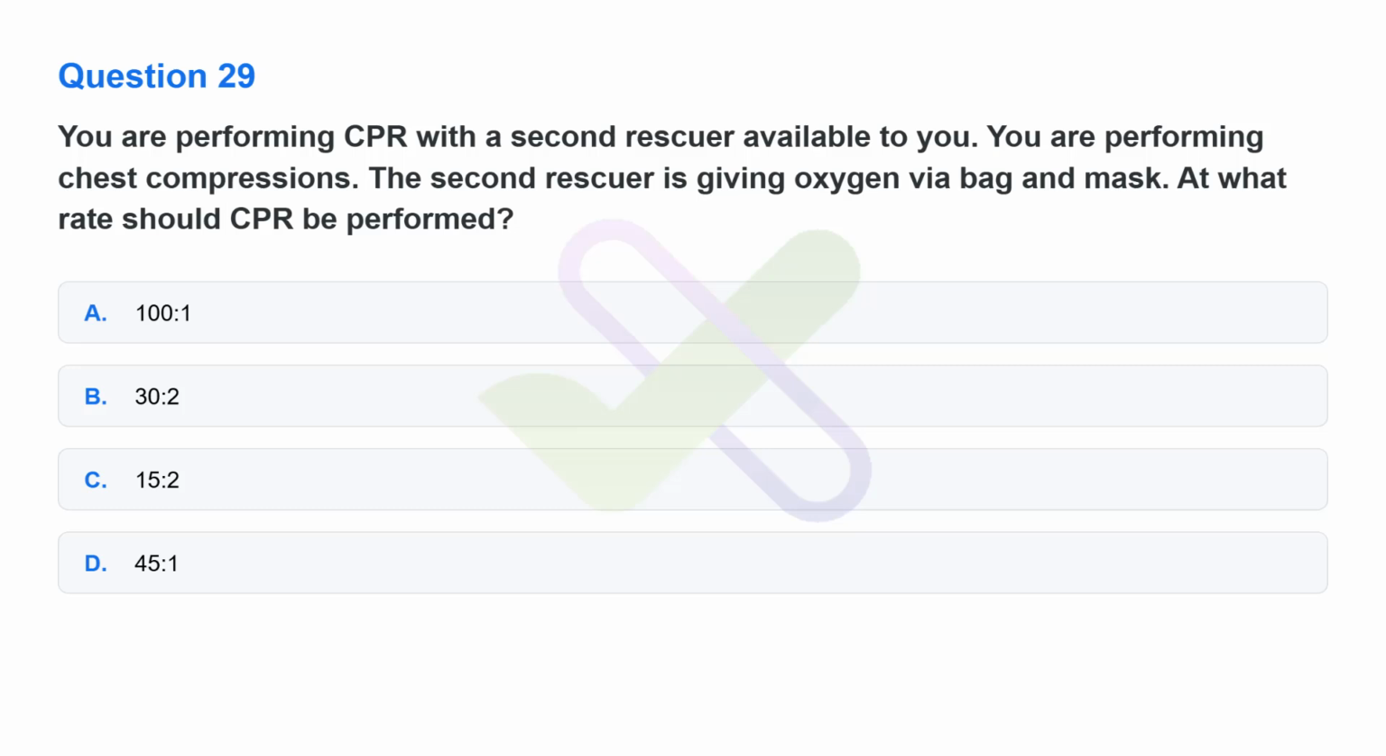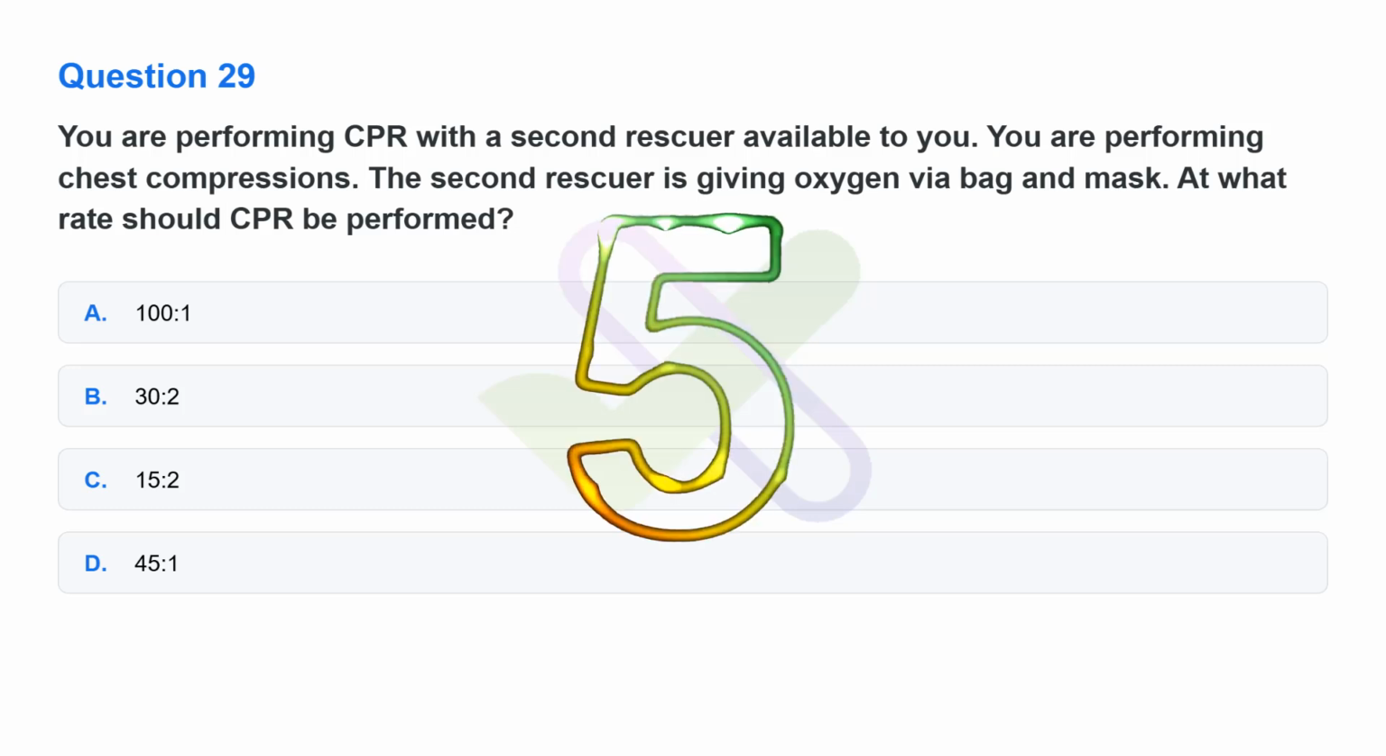You are performing CPR with a second rescuer available to you. You are performing chest compressions. The second rescuer is giving oxygen via bag and mask. At what rate should CPR be performed? A, 100:1, B, 30:2, C, 15:2, D, 45:1.